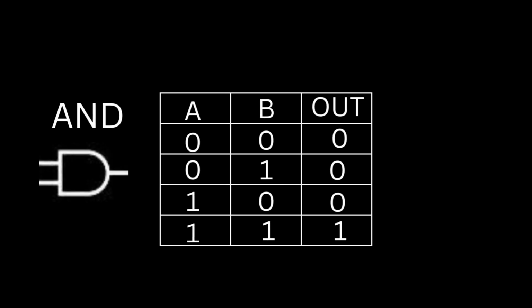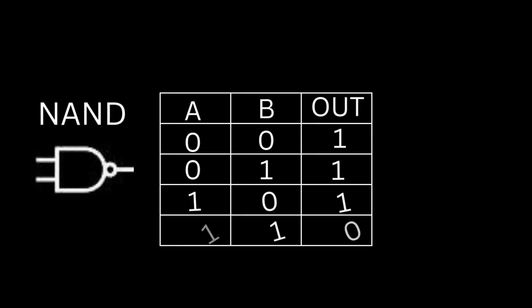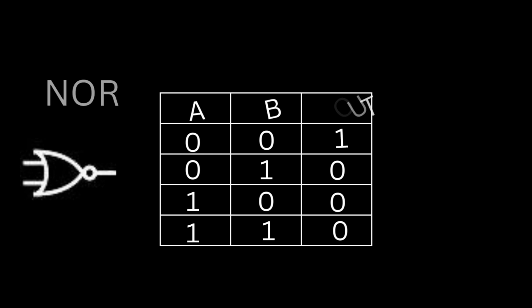AND gate, like the series switch, the output is 1 only when all inputs are 1. OR gate, like the parallel switches, the output is 1 when at least one input is 1. NAND gate, an AND gate with a little bubble at the output, which means NOT. It outputs 0 only when both inputs are 1. Otherwise, it's 1. NOR gate, an OR gate followed by a NOT. The output is 1 only when both inputs are 0.